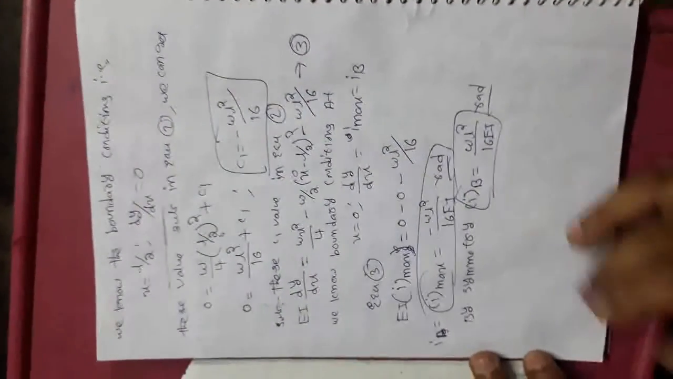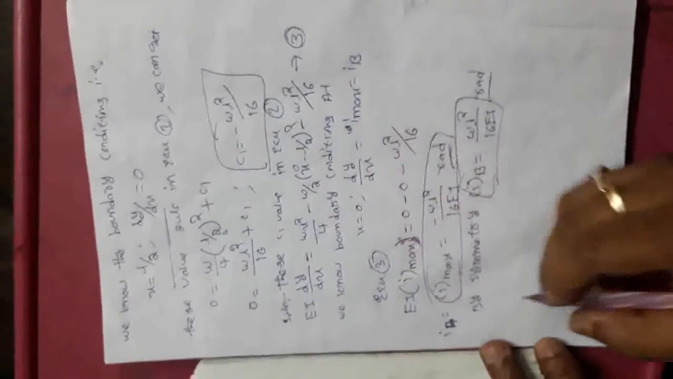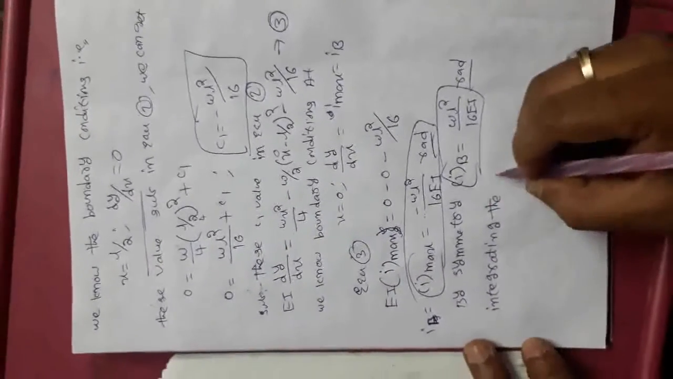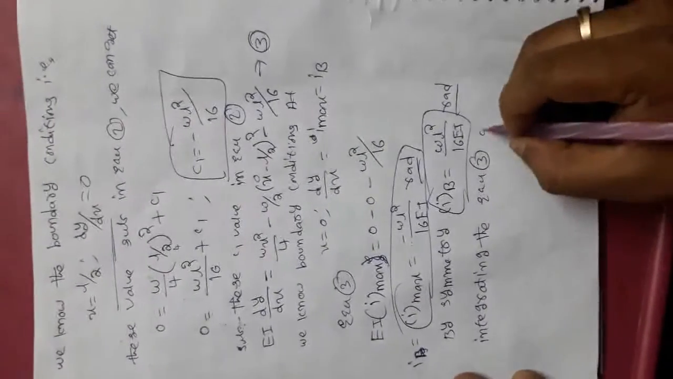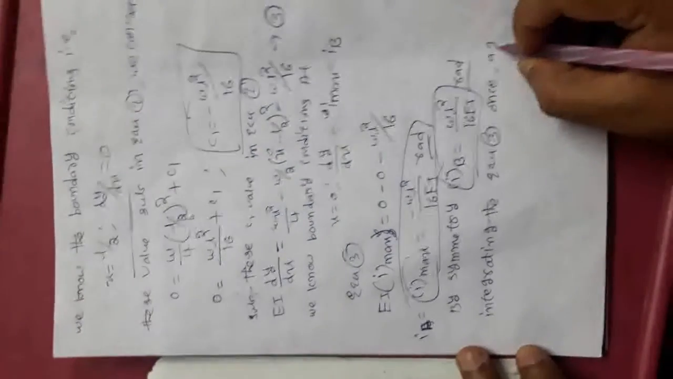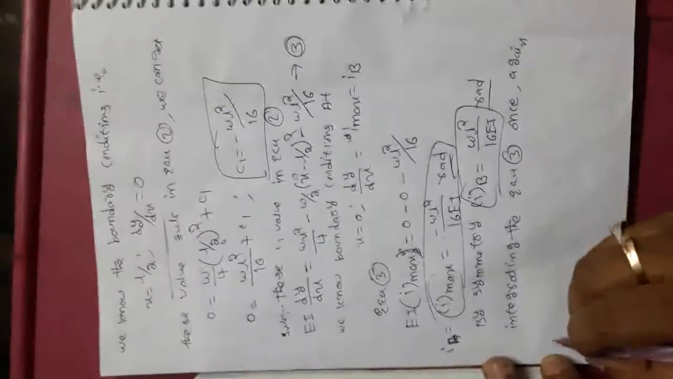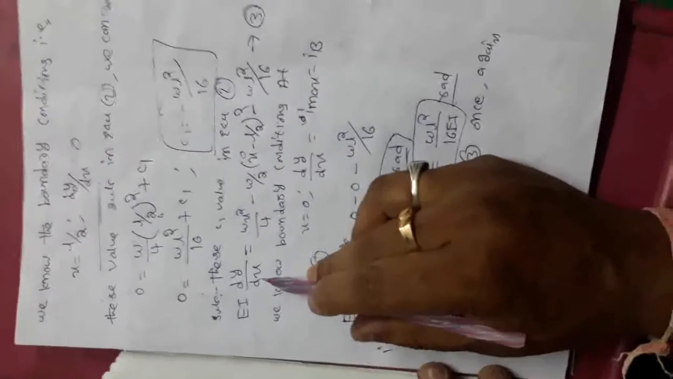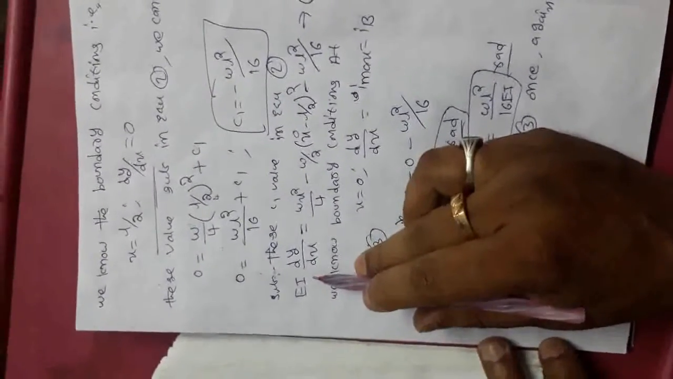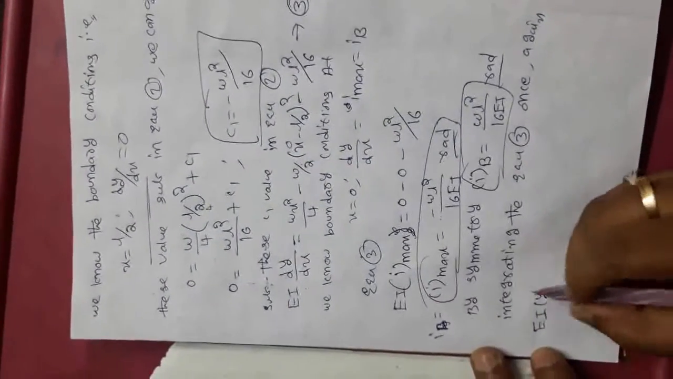And next, after getting the maximum slope, integrate equation number 3 once again. This is equation number 3, and this is the integration. EI is the constant value. Integrating dy by dx gives y.